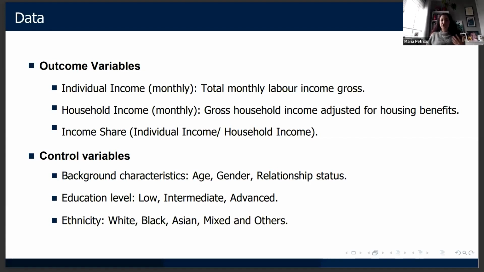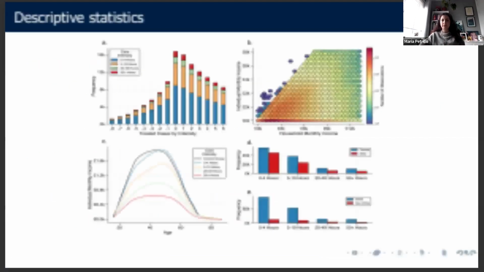We also ensure that we adjust the model in order to compare like for like. And so we take into consideration background characteristics, for example, age, gender, relationship status, as well as household size, education level, and ethnicity.